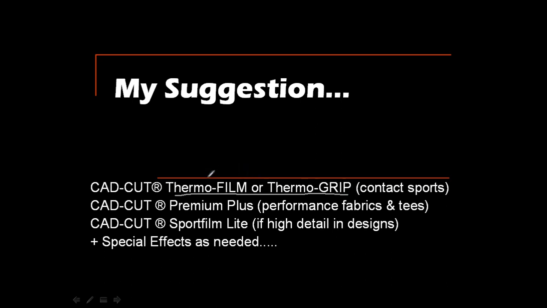If you source from a polyester-based supplier, get thermofilm. If you source from a nylon-based supplier for your football jerseys, get thermogrip. If you just want to be safe all around, pay the little extra and just get thermogrip. But stock that for your contact sports. Get Premium Plus for all your performance fabrics and t-shirts. The only catch to this is if you're going to do extremely fine detail design, maybe you need to additionally stock Sport Film Light as well for your high detail designs in a lesser quantity. And then the last piece is stock your special effects as needed.